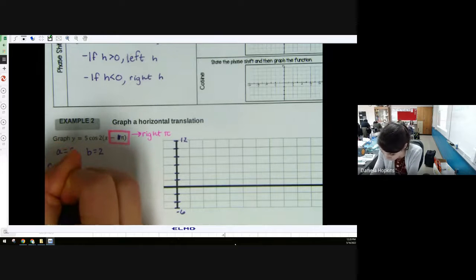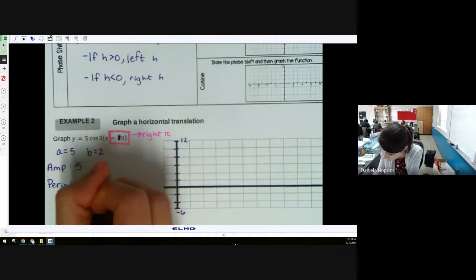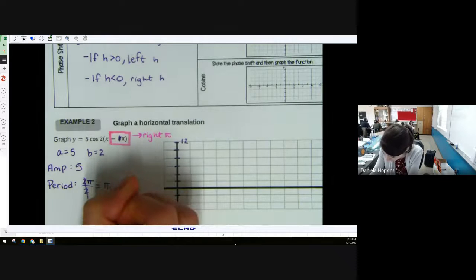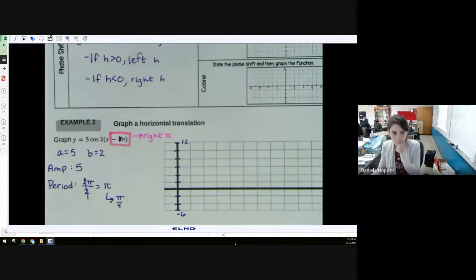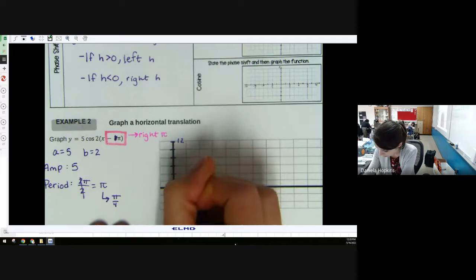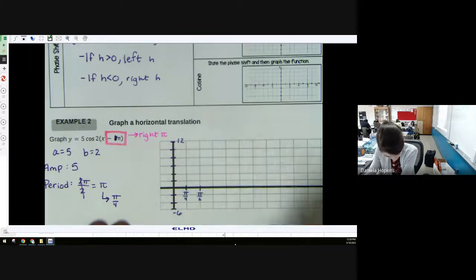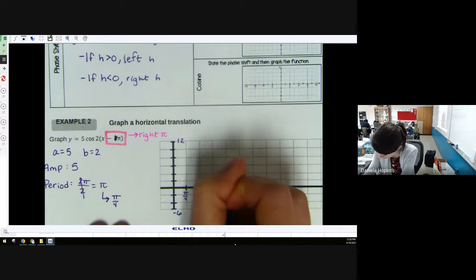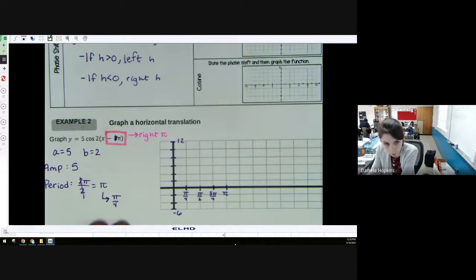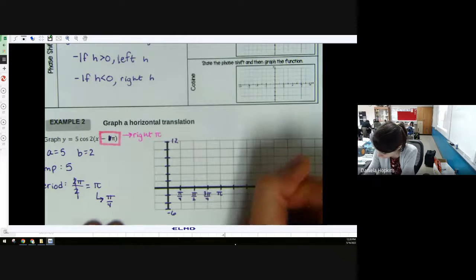My period is going to be 2 pi over 2. So my period is just pi. And if I split this into my intervals, it's going to be pi over 4. So this would be pi over 4. This would be 2 pi over 4, which is pi over 2. 3 pi over 4. This would be 4 pi over 4, which is pi. So that'd be 1 full period. And then if I wanted to keep counting, that'd be another period.